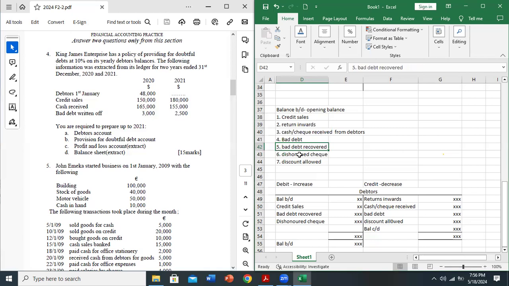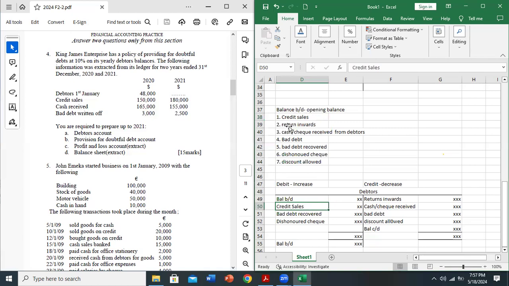And then dishonored check. The debtor gave you a check, you went to the bank, and the bank didn't honor it. And lastly, discount allowed. So these are major variables that affect debtors. Now, as to whether you debit or credit, use the analysis. Is it increasing the debt or decreasing the debt? When we pick credit sales, for instance, the more you sell to somebody on credit, the more the person owes. So credit sales increases debtors balance. That is why we are debiting it here.